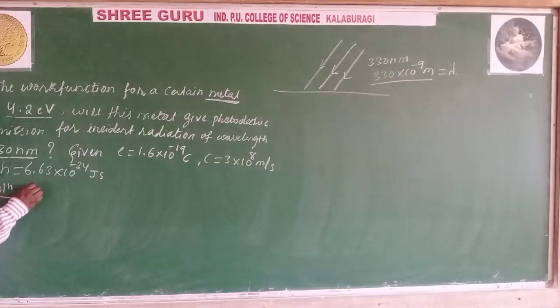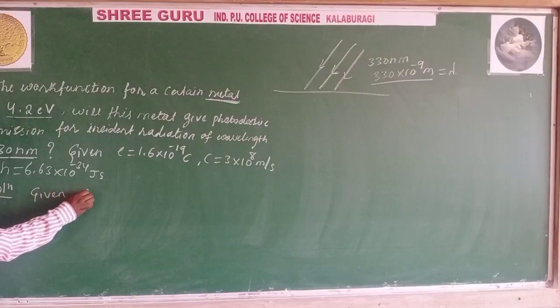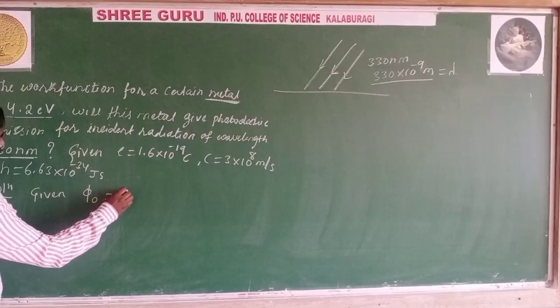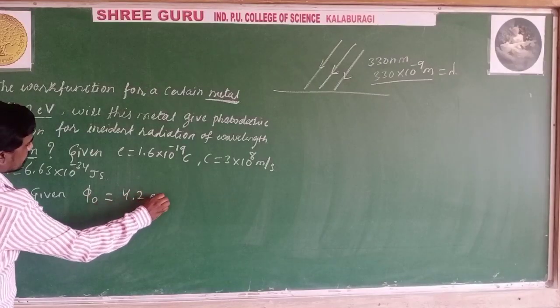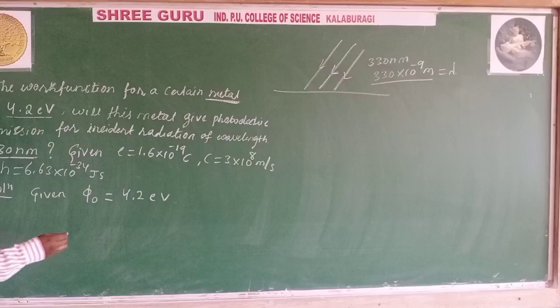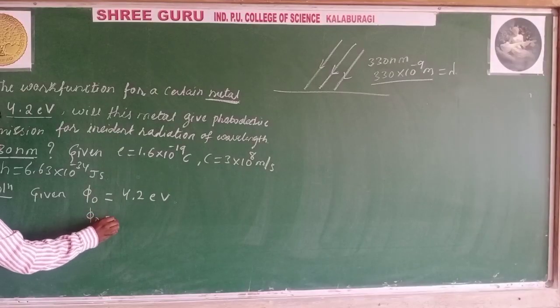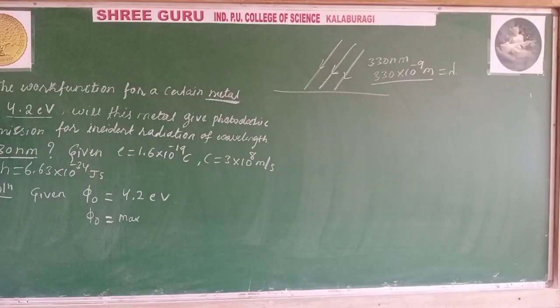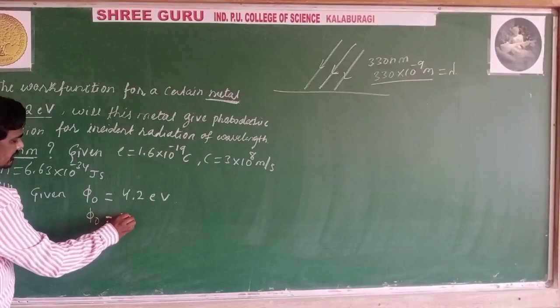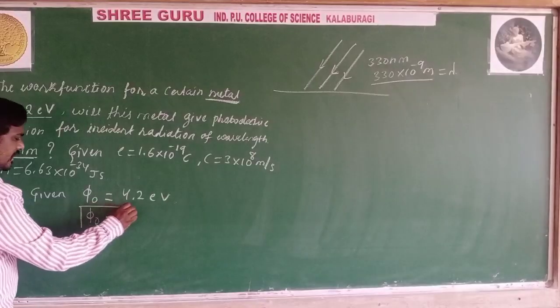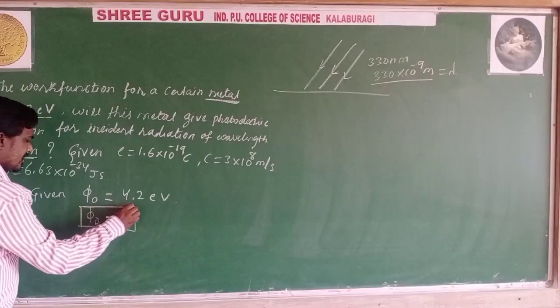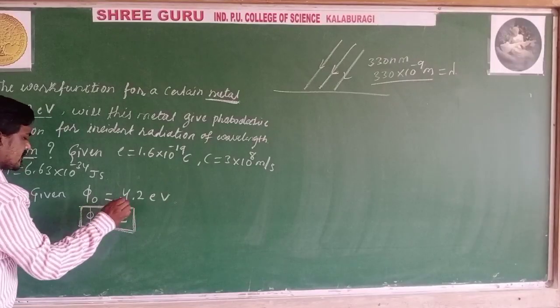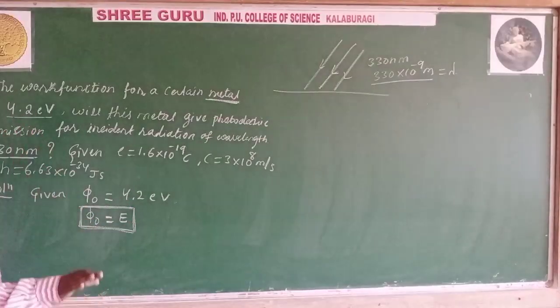Solution: the given work function phi naught is 4.2 electron volt. We know that the work function is the minimum energy that must be given to the metallic surface. Only when the energy equals the work function does the emission of electrons take place.